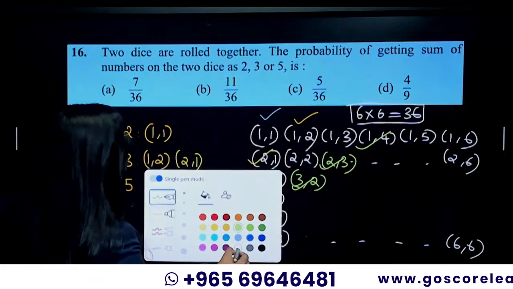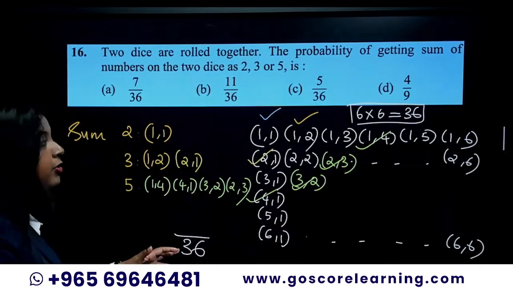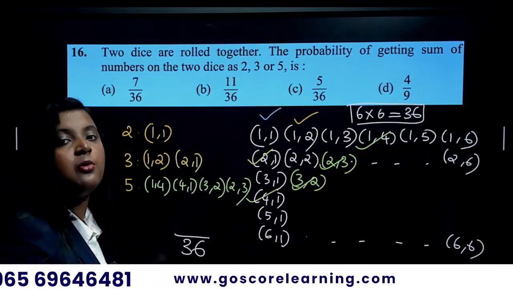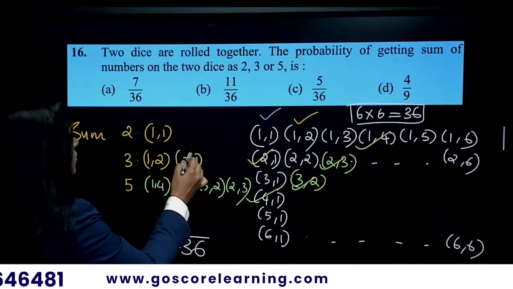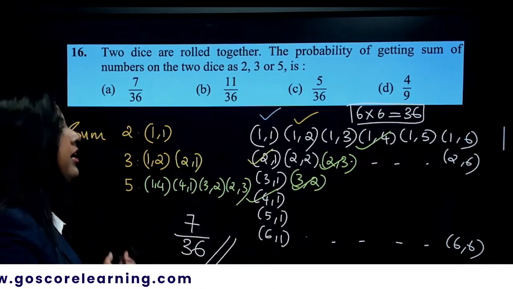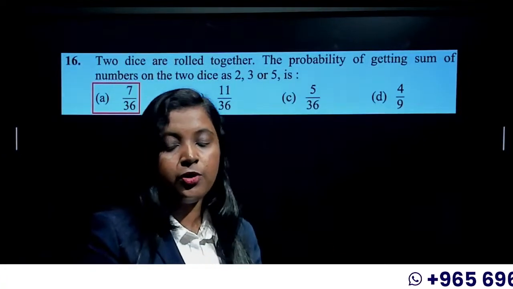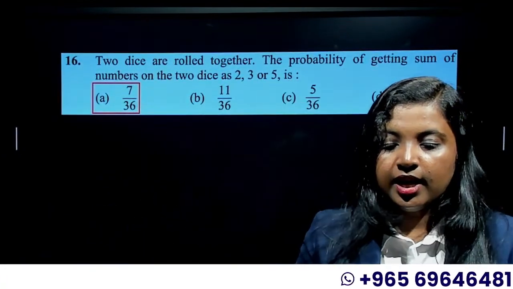Okay, so the total possibilities are 36. Out of that, how many favorable outcomes are there? 1, 2, 3, 4, 5, 6 and 7. So the answer is 7 by 36. So option A, 7 by 36 is the correct answer. Okay, I hope you all are getting the correct answer.